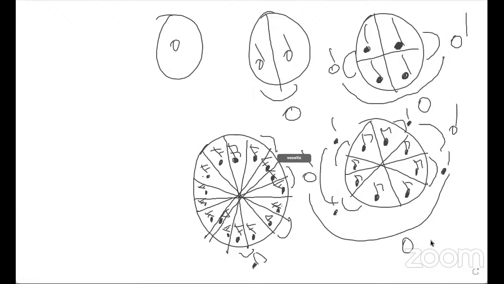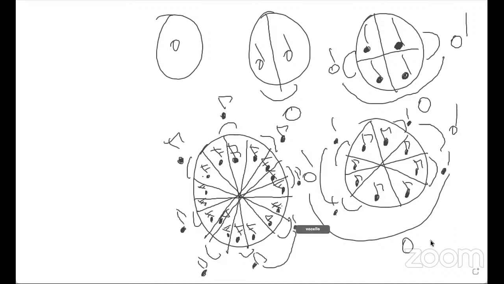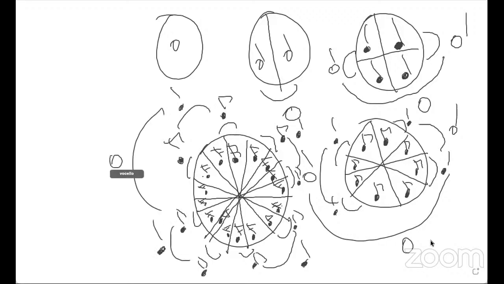So 2 sixteenths are equal to 1 eighth note. Two eighth notes are equal to 1 quarter note. Two quarter notes are equal to 1 half note. And 2 half notes are equal to 1 whole note. Okay?